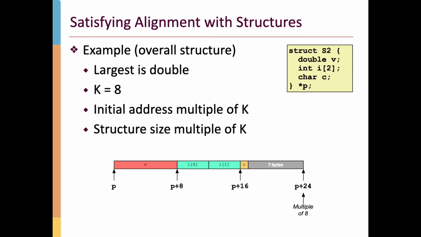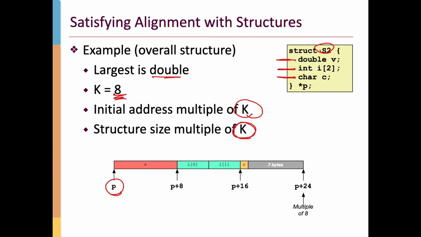We also want to think about the overall structure itself. So here's a slightly different version of a structure that contains these same elements. I've got a new structure here called S2, and we've now rejiggered the ordering so that the double is coming first in memory, followed by the integer array, followed by the character. And what you get here again, the initial address has to be a multiple of k. The largest element is going to be a double. So p is going to have to be a multiple of k when the compiler allocates it and when the linker puts it into memory. Then the structure itself has also got to be a multiple of k.